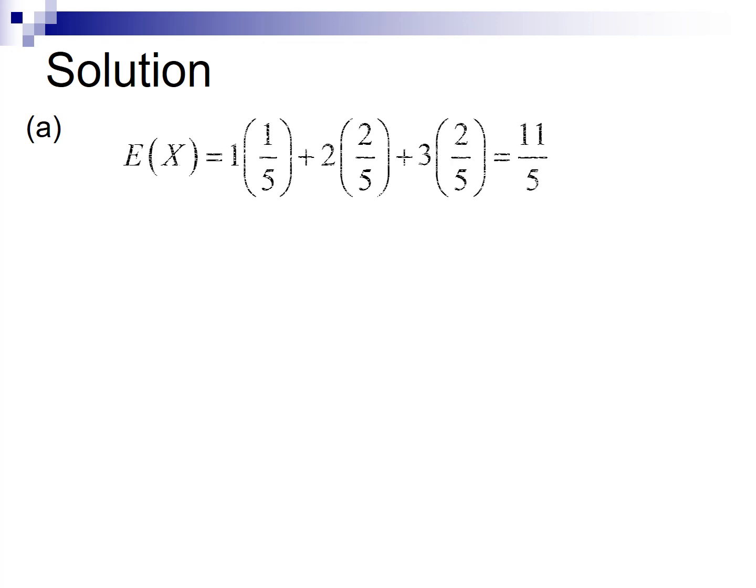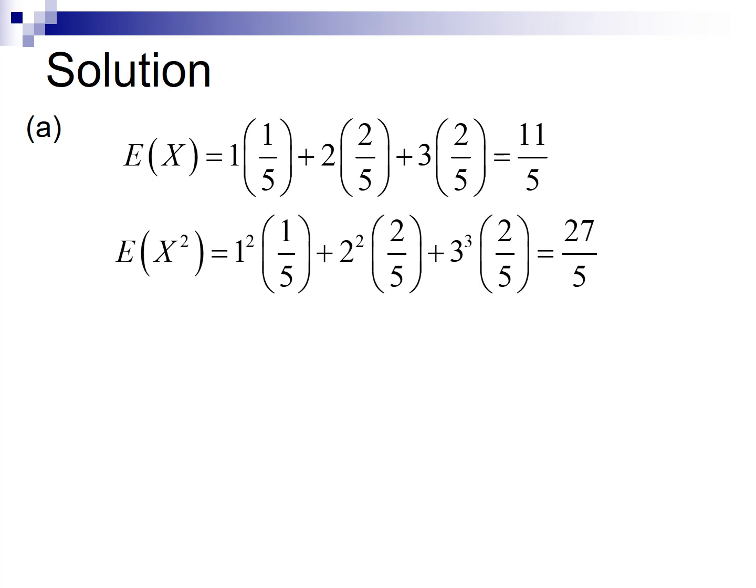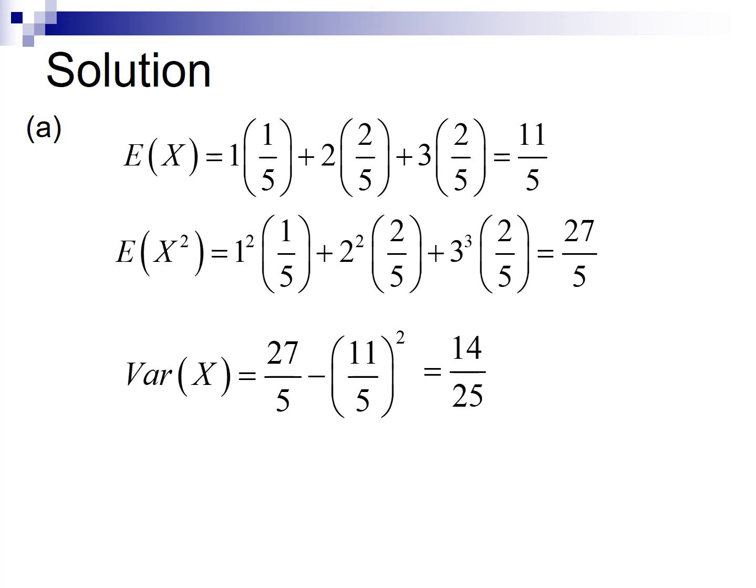So here are the solutions. Part A, the expected value of X, straightforward, sum of X multiplied by its probability. So you have 11 over 5. And then to get variance of X, you find EX squared. So variance of X is 27 over 5 minus the mean squared. You have 14 over 25.